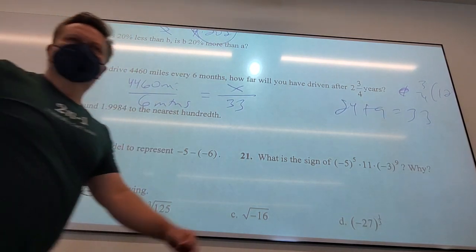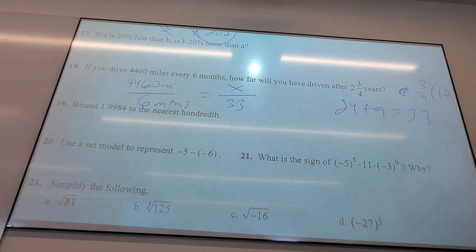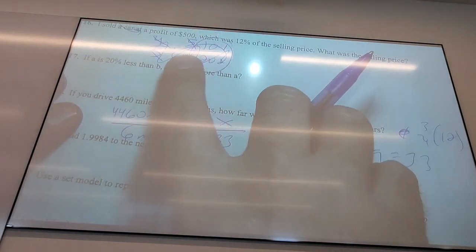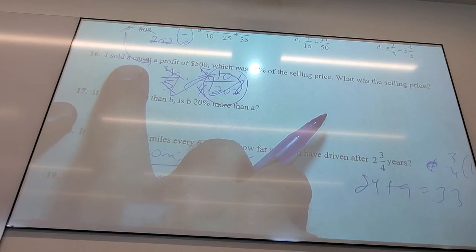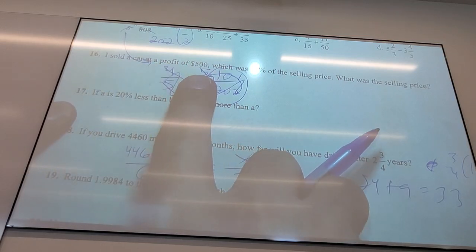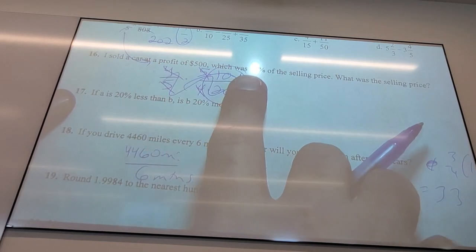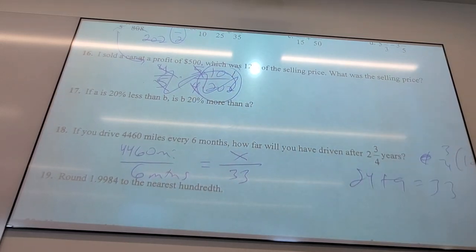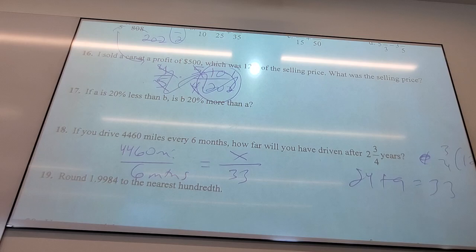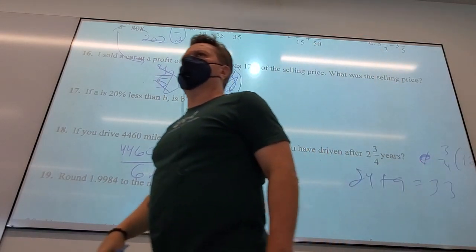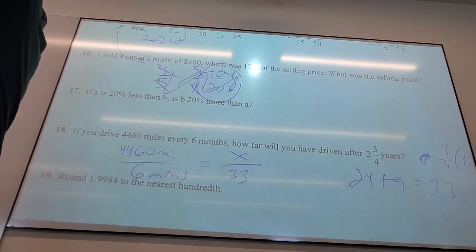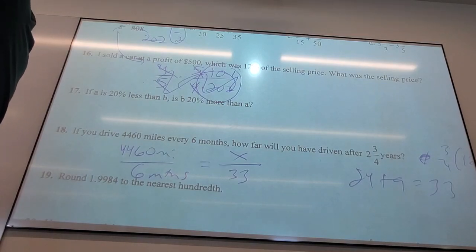Can we do number 16? 16. I sold a car for a profit of $500, which was 12% of the selling price. What is it you don't know in number 16? Selling price. $500 is 12% of, I don't know.